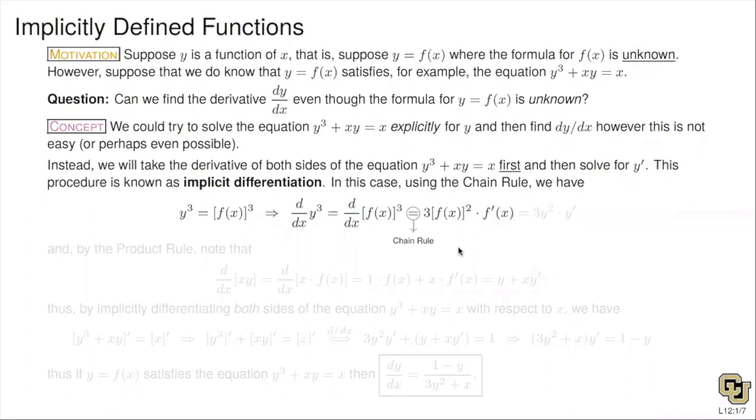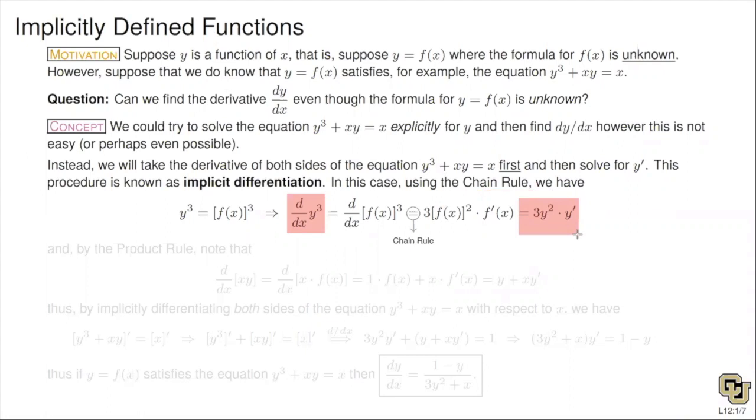Let us now write this in terms of y. In terms of the variable y, the derivative of y cubed looks like 3y squared, so here this f of x got replaced with a y, times y prime, this f prime got replaced with a y prime. I want you to now focus on this equation here. The derivative of y cubed equals 3y squared y prime.